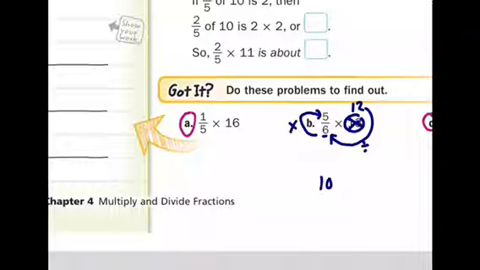Okay, let's see how you did. So in A, the closest compatible number is going to be 15. So now here's what I'm going to do. I'm going to take my 15 and divide by 5, which is 3. Now, since it's only 1/5, your answer is going to be 3. Now, if you do the whole thing, 15 divided by 5 is 3. 3 times 1 is still 3. So our estimate for A is 3.